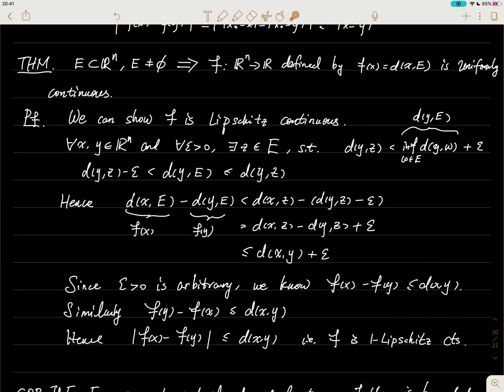Okay, so next we'll show a theorem about the distance between a point and any given non-empty set. So suppose we have a set E in Rn, and E is non-empty. Then we can define the distance function to E as this f. So for every given point x in Rn, f of x is the distance between x and E. Okay, so you see this is E. If x is already inside E, then the distance will be 0. If x is outside, then f of x tells you the distance between x and this E.